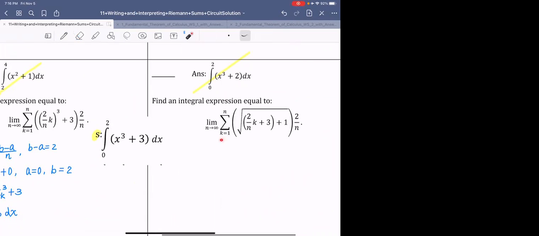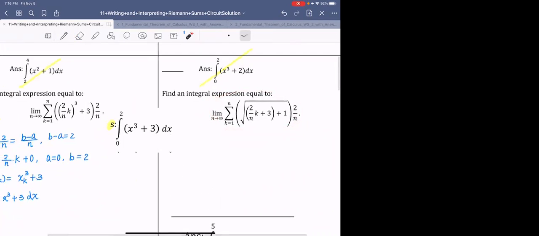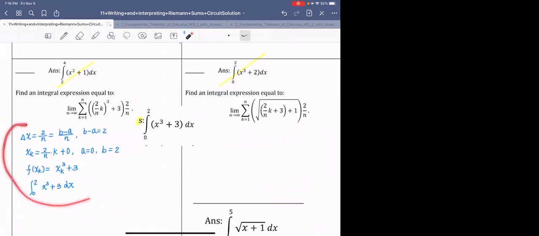Go ahead. First, I leave the step on the left side. Follow the same procedure, please. So delta x is still 2 over n. Delta x equals 2 over n, that is b minus a over n. Okay?